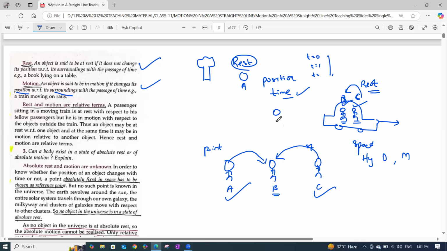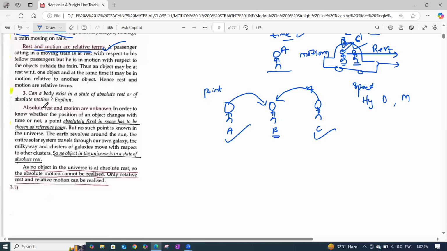Now, consider person A who is standing outside on the road. According to this A, this B person is in motion. So A will tell this B person is in motion according to his observation. And according to observation of C, B will be at rest. Like that, we can tell both rest and motion are relative terms, relative to each other.